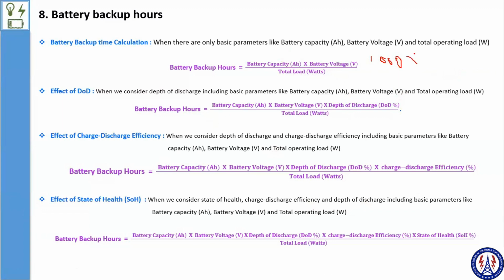1000 Ah multiplied by 24, divided by load of 100, is 240 hours. So here your battery backup would be 240 hours, right? Now just consider depth of discharge of 80%. What would be the effect on battery backup hours? 192 hours. Instead of 240, it goes to 192. Now again consider charge discharge efficiency of 92%.